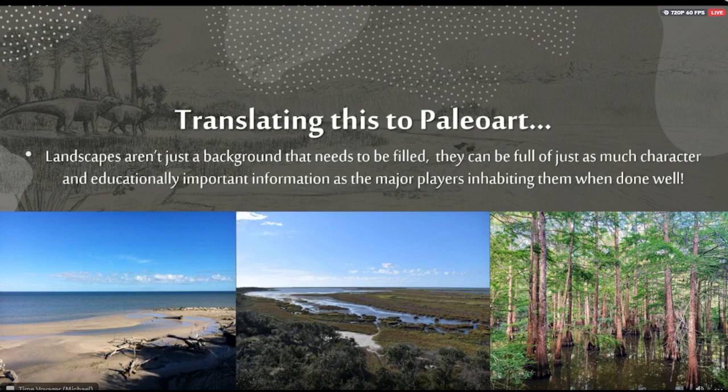Landscapes aren't just a background that needs to be filled. They can be full of just as much character and educationally important information as the major players inhabiting them when done well. And thus that makes that kind of paleoart really educationally important and really visually striking.